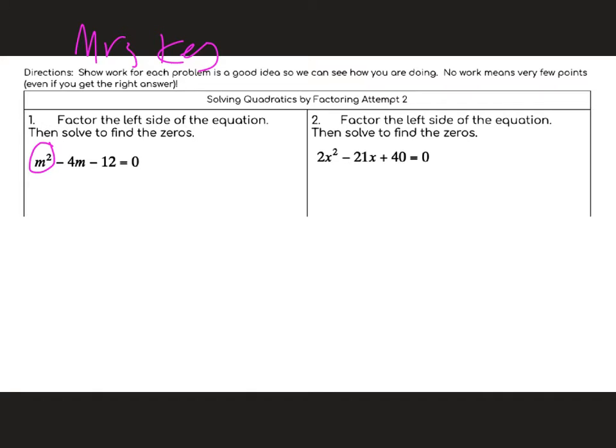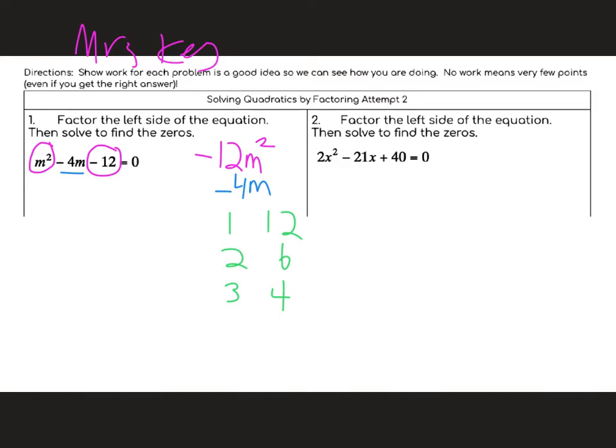The first thing I do is I look to see if there is a greatest common factor. There is not, so I don't need to take out a greatest common factor. So I go ahead and multiply the first and the last, so negative 12m squared. And then I write down the middle term, which is negative 4m. My goal here is to find numbers that multiply to negative 12 and add to negative 4. I'm just going to write down all the numbers that multiply to 12.